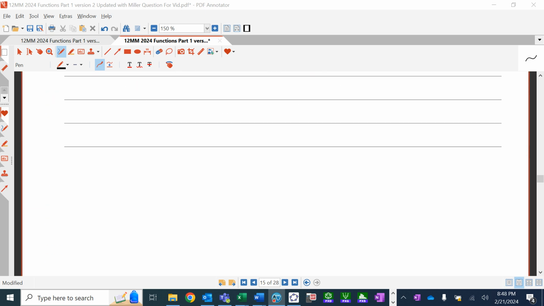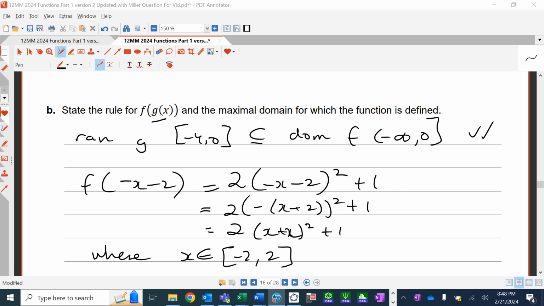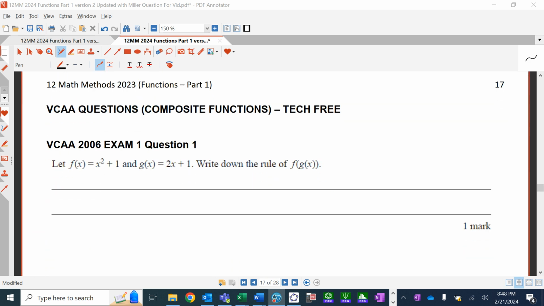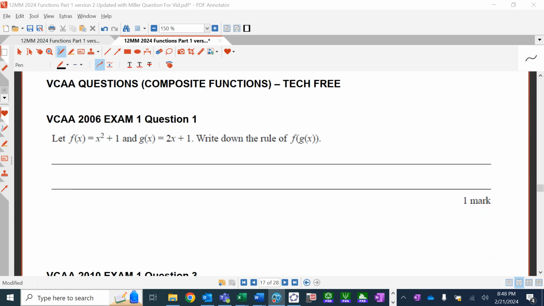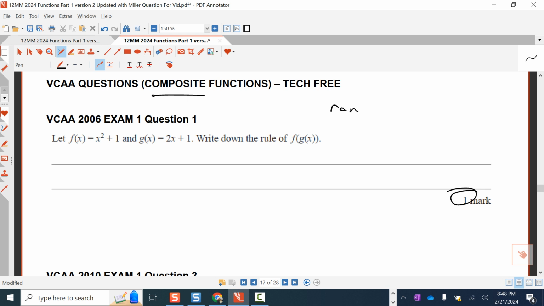Okay, the next thing we'll do is the composite functions questions. So here we are with the first one. So this is all tech free, so I'll leave the calculator out of this. So for 1 mark, what we were doing in the previous class when we were doing composite functions is doing a whole heap of tests. Range of G needs to be a subset of the domain of F. But for 1 mark, all they want us to do here is write down F of G of X. So it basically says just do the composition, please.